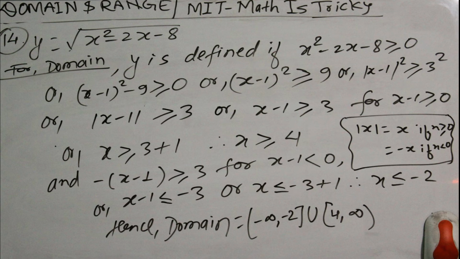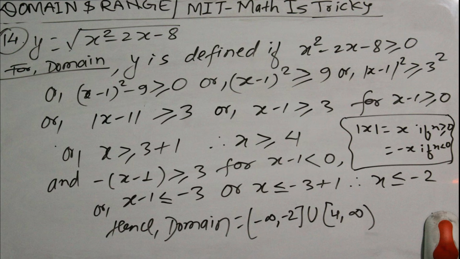It means x minus 1 is greater than or equal to 3, because we know that the modulus of x is defined as x if it is greater than or equal to 0, and minus x if it is less than 0. So for x minus 1 greater than or equal to 0, modulus of x minus 1 will be the same as x minus 1. From that we'll get x is greater than or equal to 3 plus 1, that is, x is greater than or equal to 4. So the minimum value for x is 4.